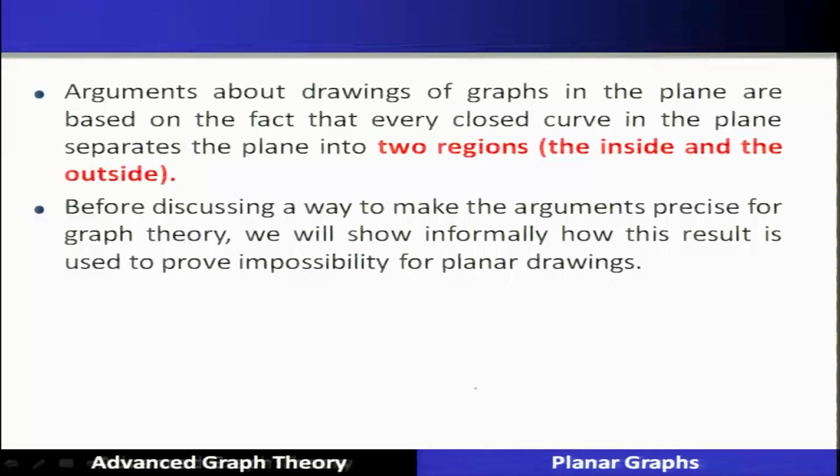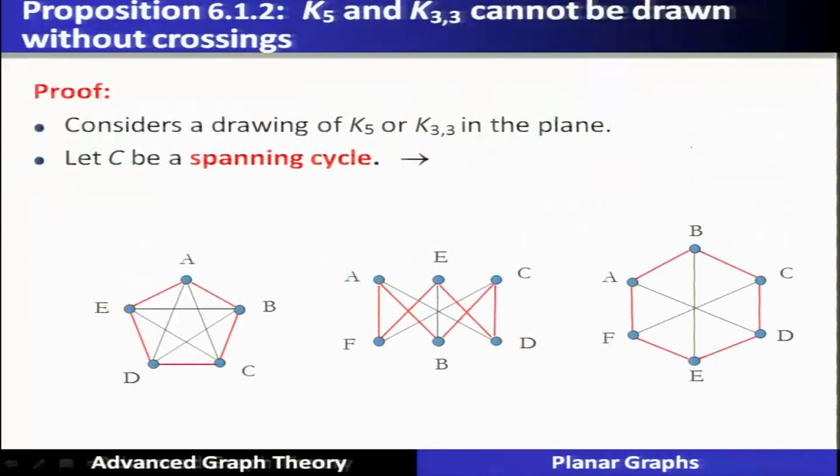The arguments about drawings of a graph in the plane are based on the fact that every closed curve in the plane separates the plane into 2 regions. For example, this is a closed curve. It separates the plane into 2 regions: this is region 1 and this is region 2. One is inside and the other is outside. Before discussing a way to make the arguments precise for graph theory, we will show informally how this result is used to prove impossibility for planar drawings.